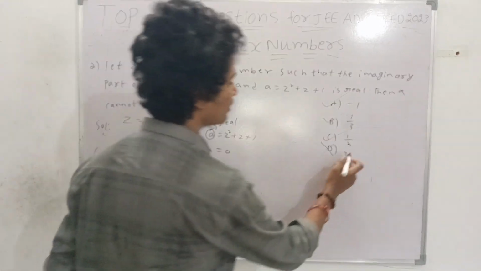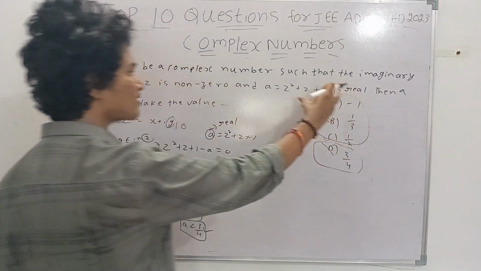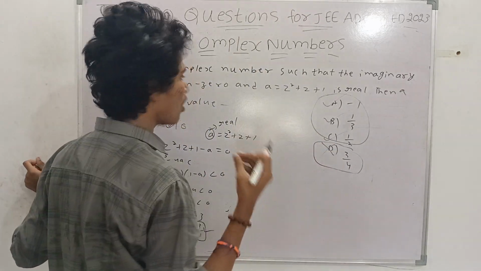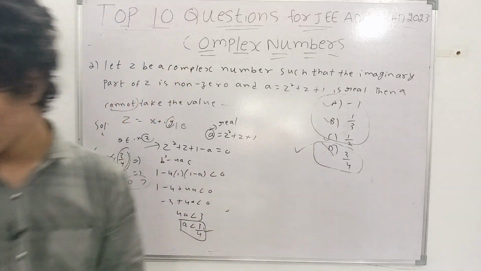So what is the correct option? This is the correct option, not the remaining 3. These remaining 3 are possible values of a. But this 3/4 value cannot be taken. So this is the correct option. Like this you have to solve.